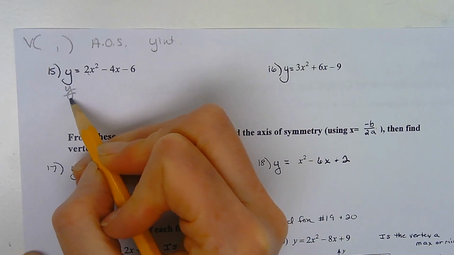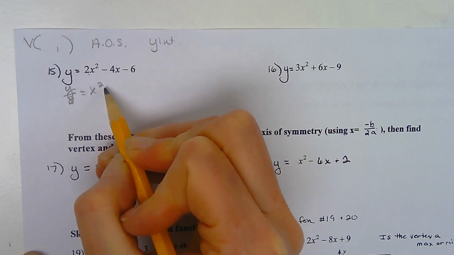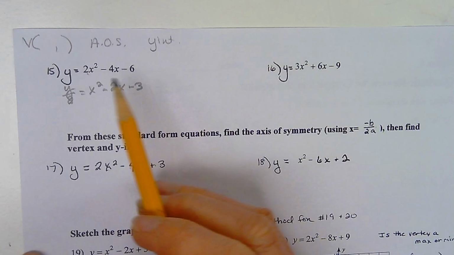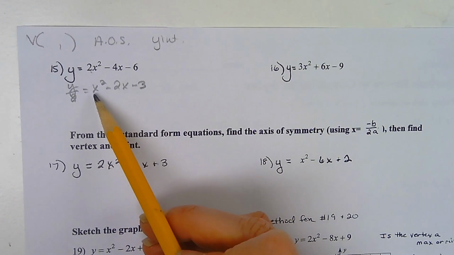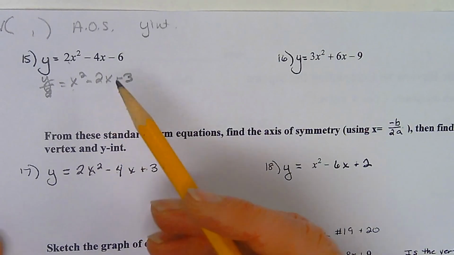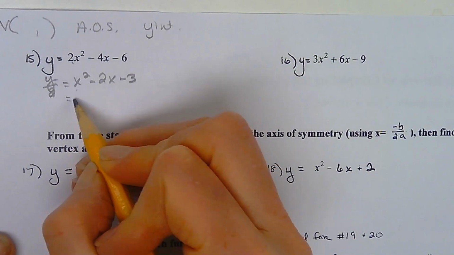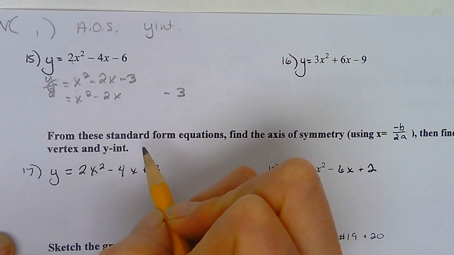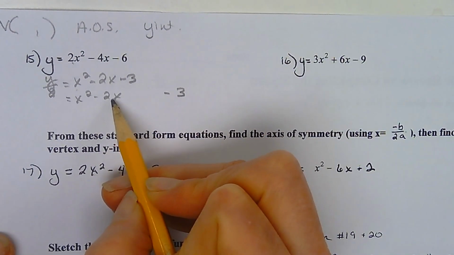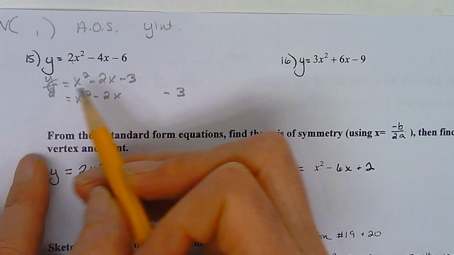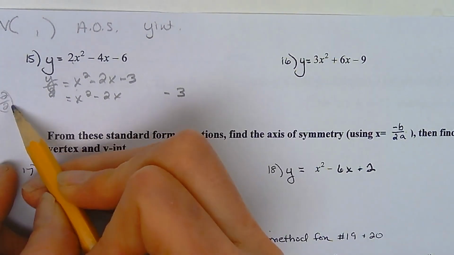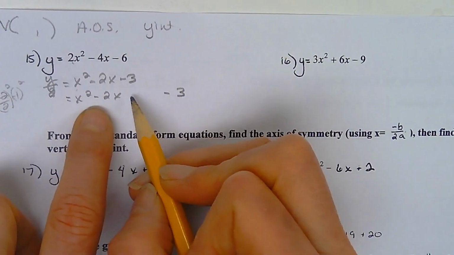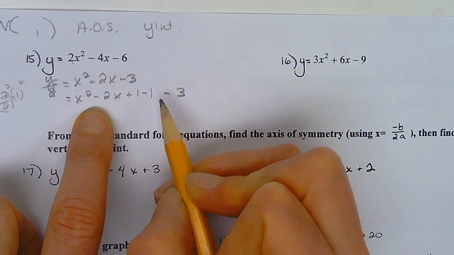So y over 2 equals x squared minus 2x minus 3. Now I've got everything divided by 2, and I've got a leading coefficient of 1. Now I'm going to use my technique. x squared minus 2x with the minus 3 moved all the way over, and I'm going to complete the square. So half of negative 2 is negative 1, and I need to square that. So that's 1. So I'm going to add 1 and subtract 1.